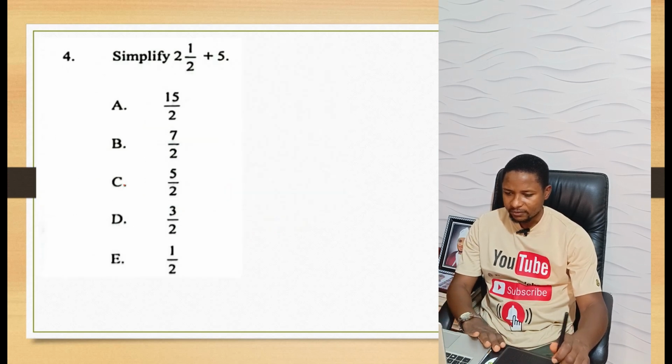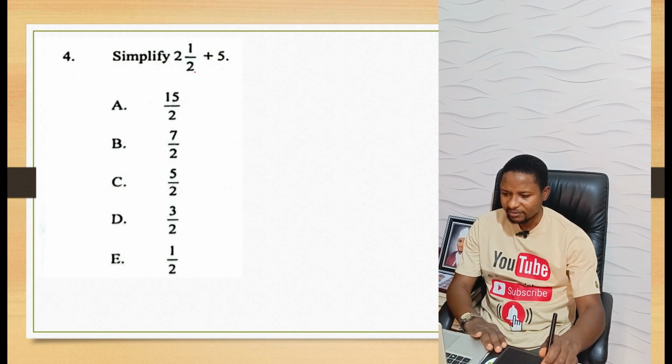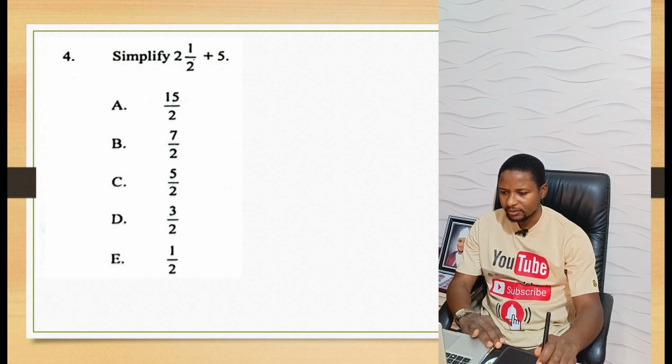Moving on to question 4, a very direct question. You're adding a whole number to a fraction. Just add the whole numbers. So this is 2, this is 5. When you add them together, you have 7 and 1 over 2. Then leave it as an improper fraction. So 2 times 7 is 14, plus 1, you have 15 over 2.